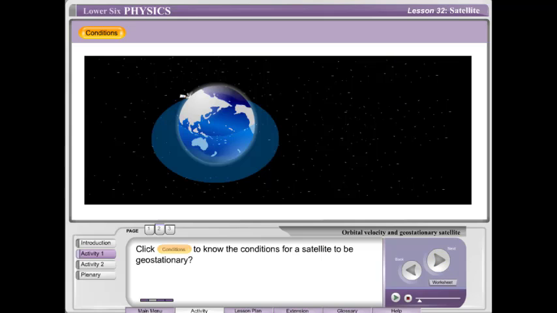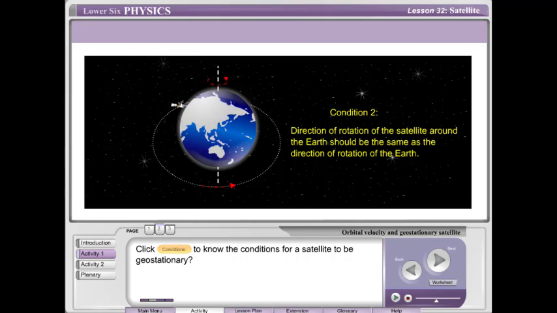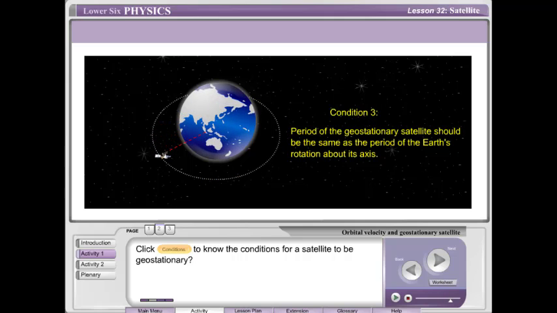Click Conditions to know the conditions for a satellite to be geostationary. Condition 1. The satellite orbit should be concentric and coplanar with the Earth's equator. Condition 2. Direction of rotation of the satellite around the Earth should be the same as the direction of rotation of the Earth. Condition 3. Period of the geostationary satellite should be the same as the period of the Earth's rotation about its axis.